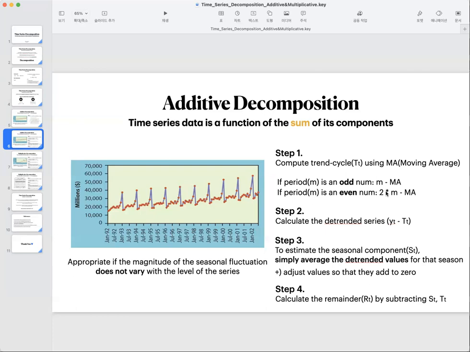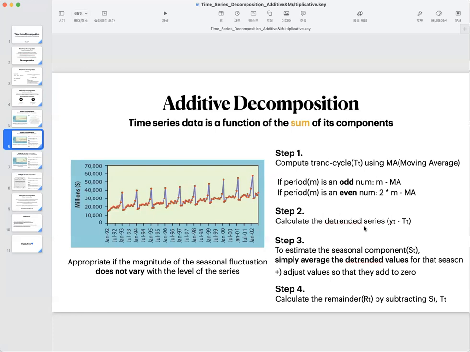So the next step is to calculate the detrended series by subtracting the trend cycle from the data. This one would be the data point at period t, and the trend is T_t. So we subtract this from the data, and that's the detrended series. And the next one is to estimate the seasonal component using this detrended series.